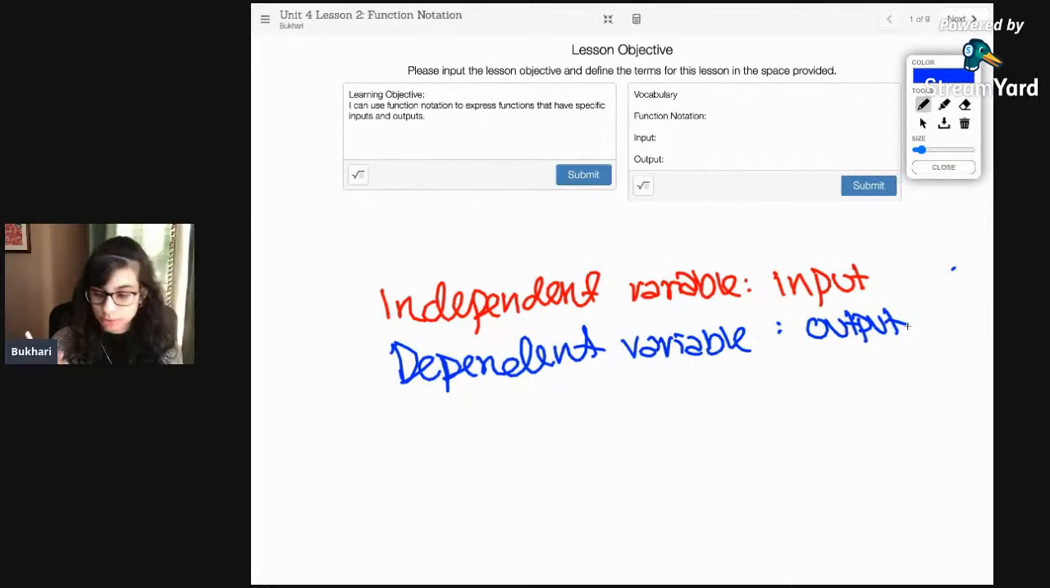And so what we talked about yesterday was distance, or the number of times the dog barked. And so those are our outputs. If our input is our time or whatever we're talking about, our result is our output. And so we define those two vocab words, and that's what we will be talking about today.